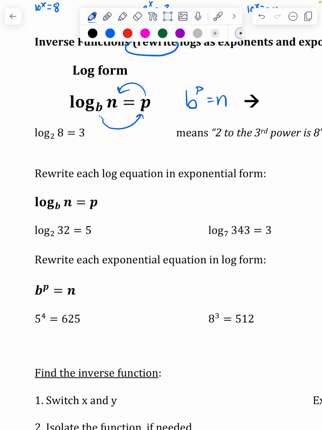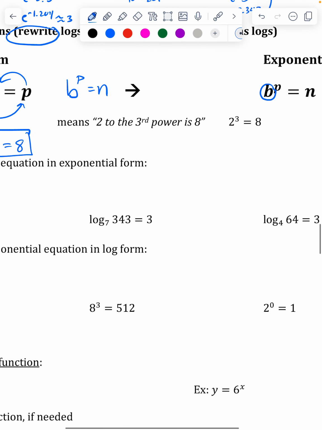So if I have to write this, which is currently in log form, as exponential, I start in the base, so that's 2. I go get my power, so that's a 3. I come back around and get an 8. I'm not finding anything, I'm just rewriting it, and that's a true statement. 2 to the third is 8, so that's exponential.